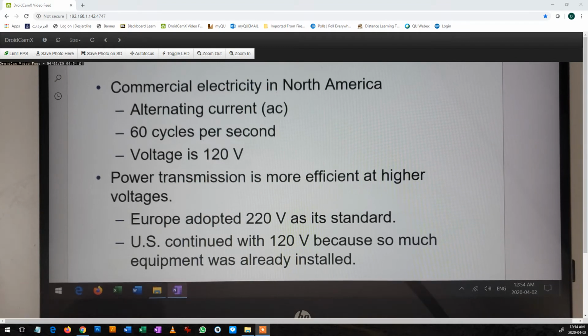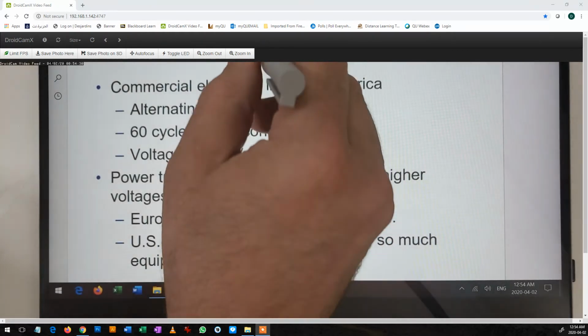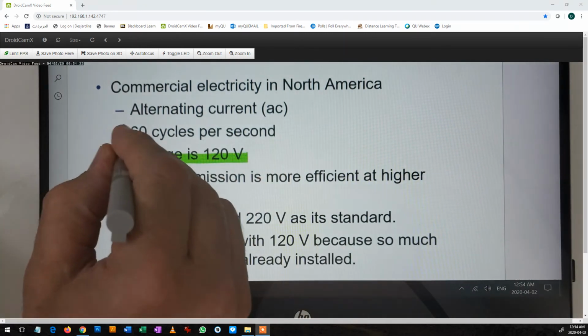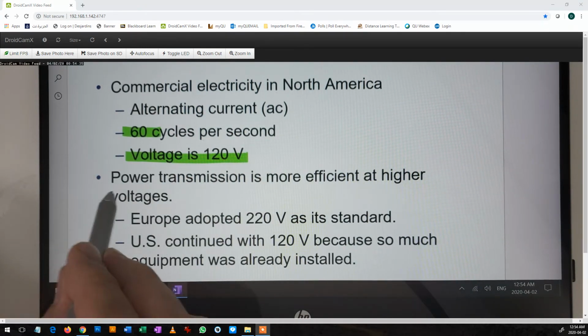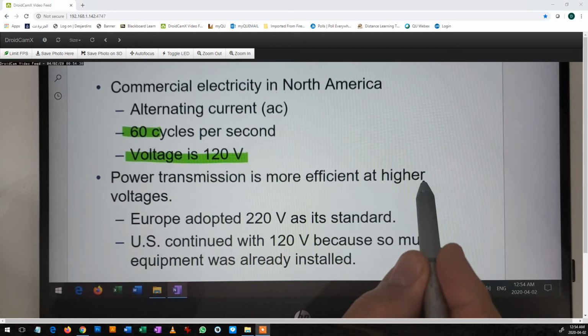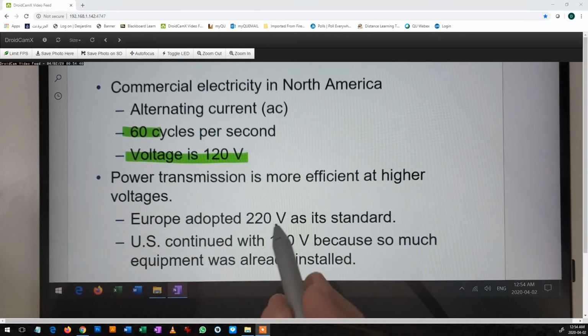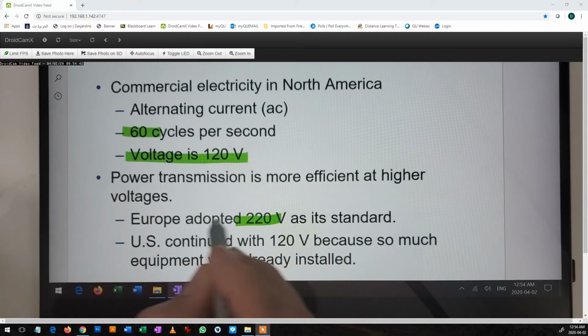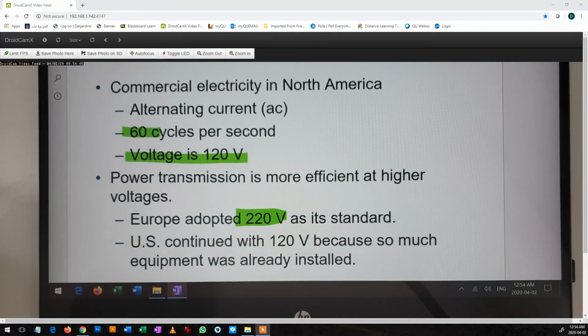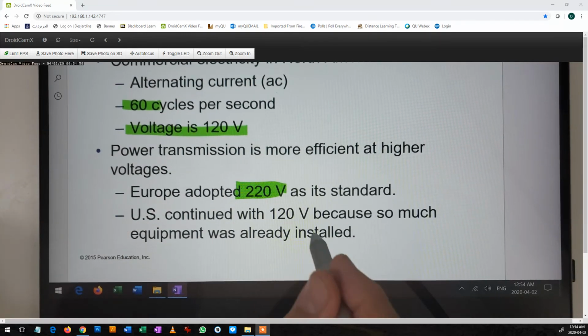Commercial electricity in North America is alternating current, 60 cycles and voltage 120. Power transmission is more efficient at higher voltages. In Europe it's 220 volt. The US continues to use the 120 because so much equipment was already installed.